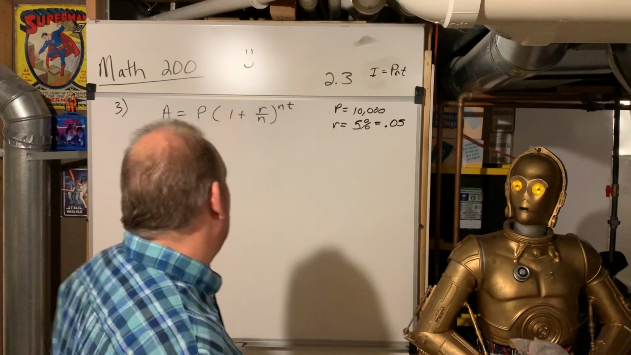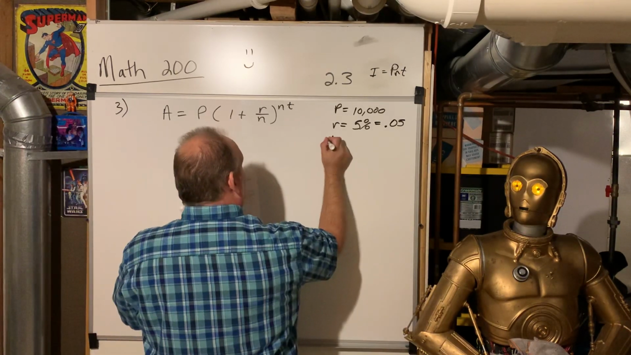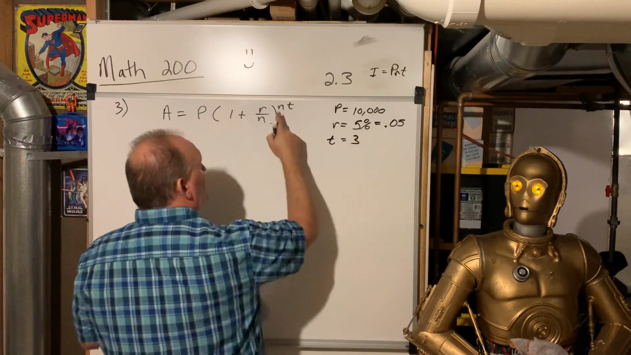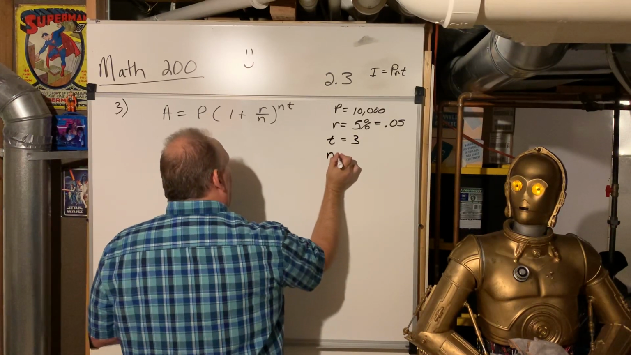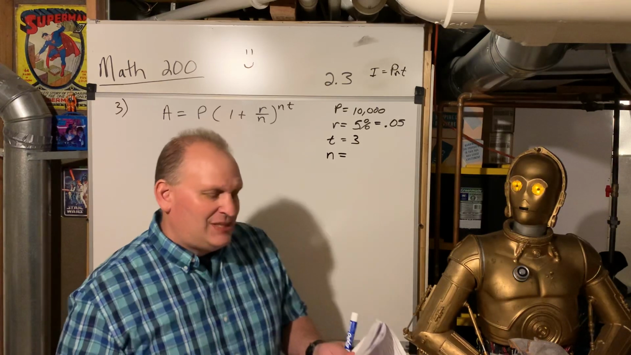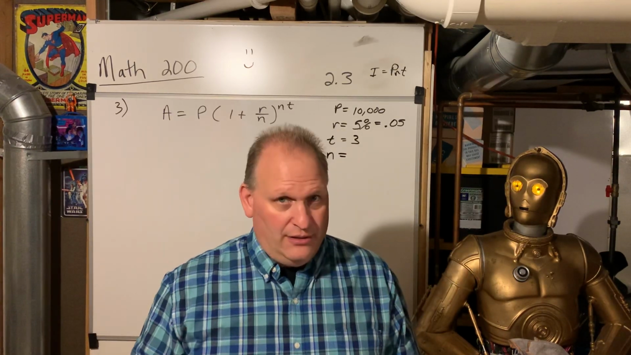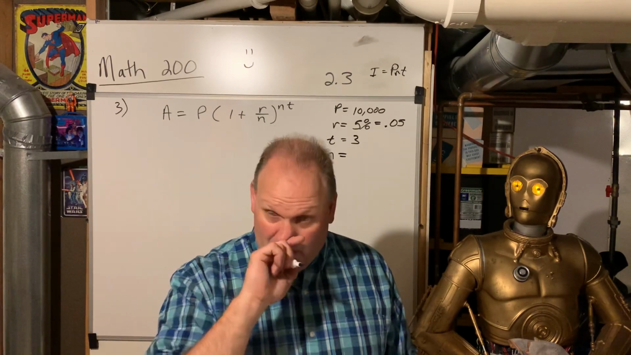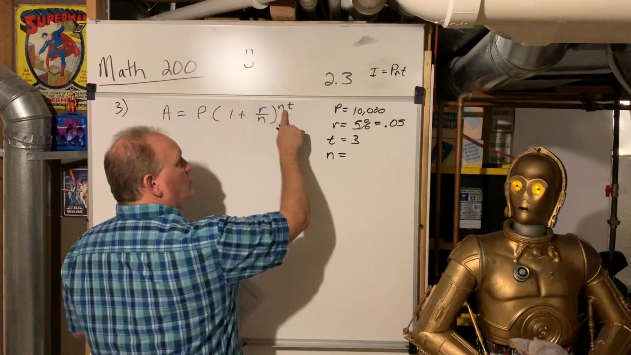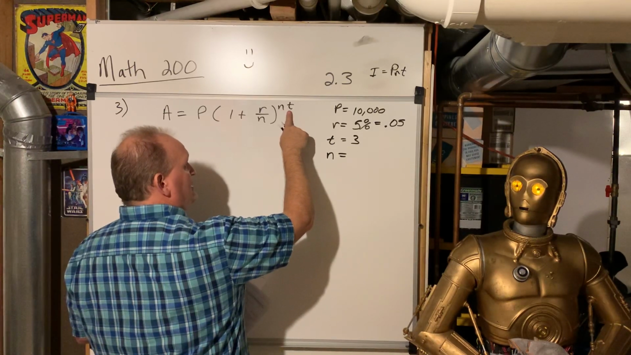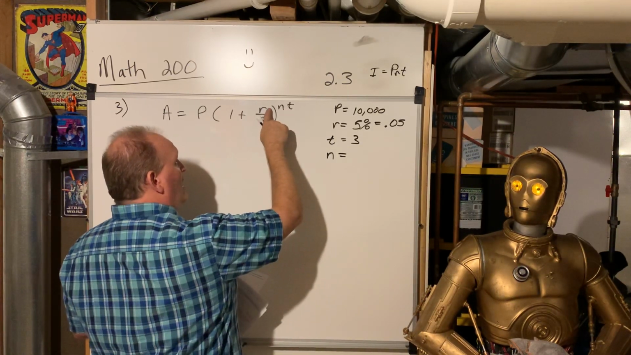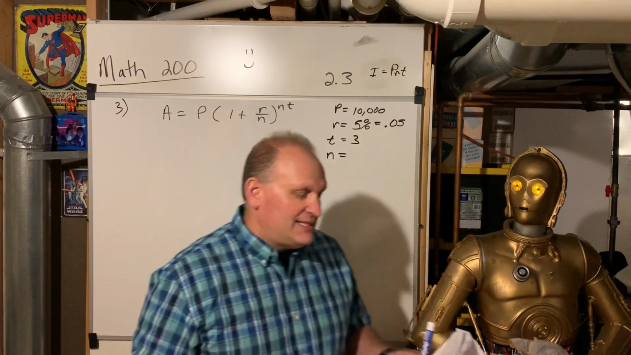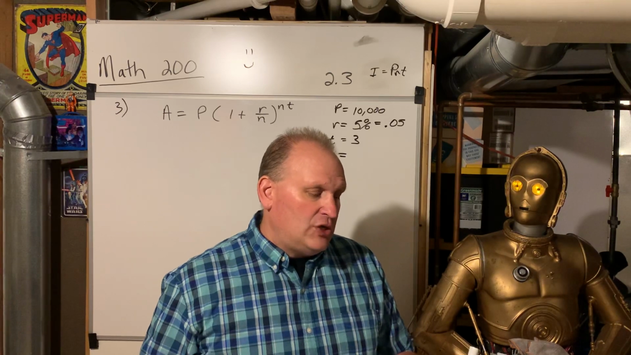Now T is still time, and they wanted to go 3 years, that's fine. But now we also have N. N is the number of times it's compounded in a year. So if that were done just once a year, N would be 1. And then it wouldn't really affect anything, because 1 times the time would just be 3 still, and R divided by 1 would just be 0.05 again. But it isn't. It says it's compounded quarterly.